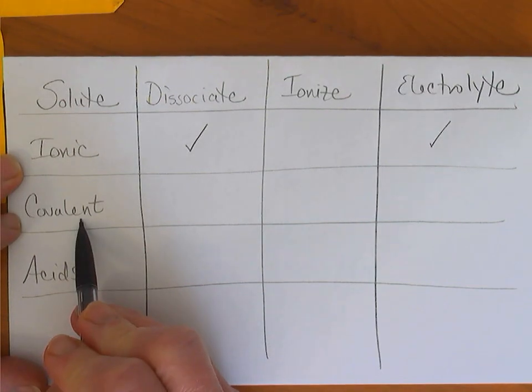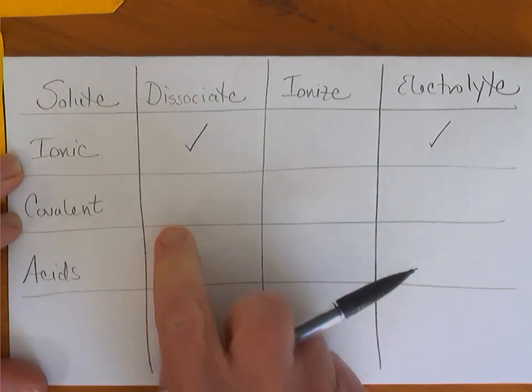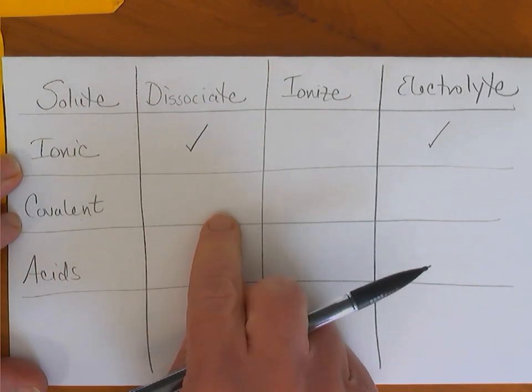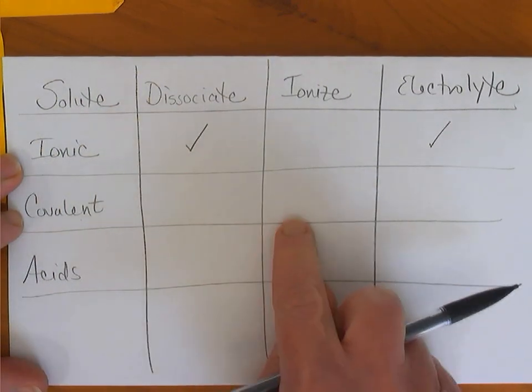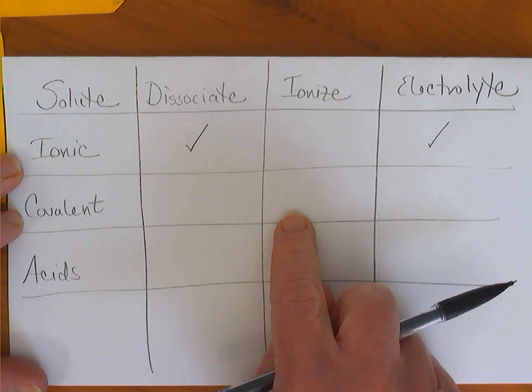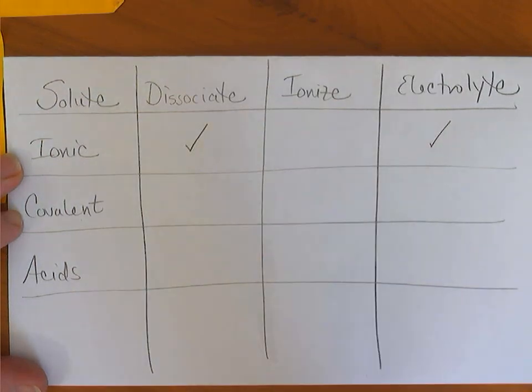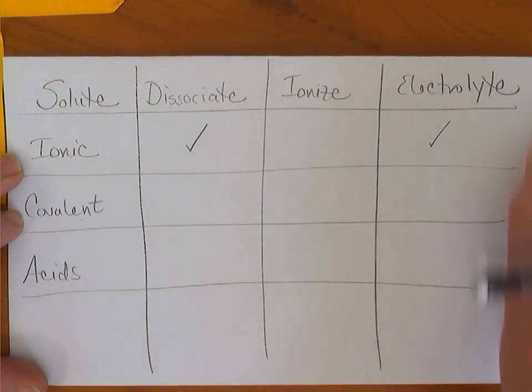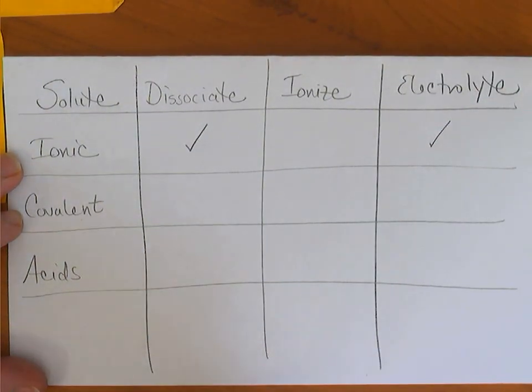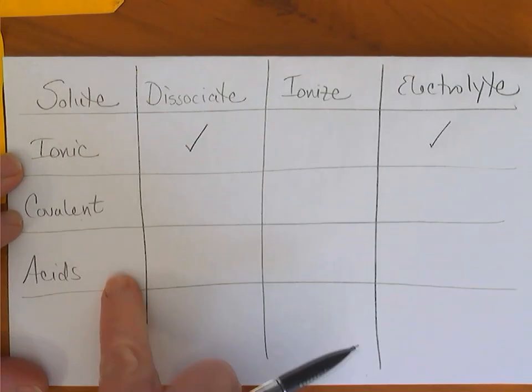Covalent substances do not break into ions. They're not made of ions. And unless they're acids, they don't ionize. So they are not made of free-flowing ions. If we had another column for non-electrolyte, they'd get checked. They can be soluble, but we're understanding that all of these are.